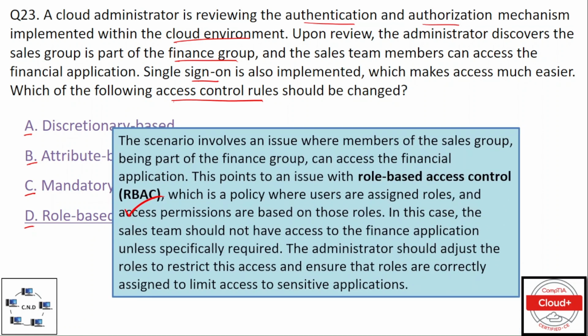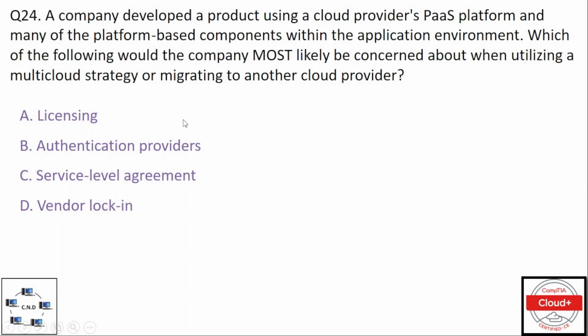role based. So the scenario involves an issue where members of the sales group, being part of the finance group, can access the financial application. This points to an issue with the role-based access control, which is a policy where users are assigned roles and access permissions are based on those roles. In this case, the sales team should not have access to the financial application unless specifically required. The administrator should adjust the roles to restrict this access and ensure that roles are correctly assigned to limit access to sensitive applications.